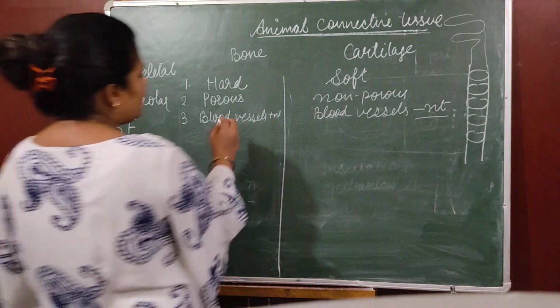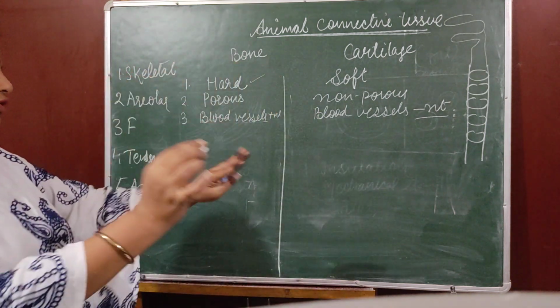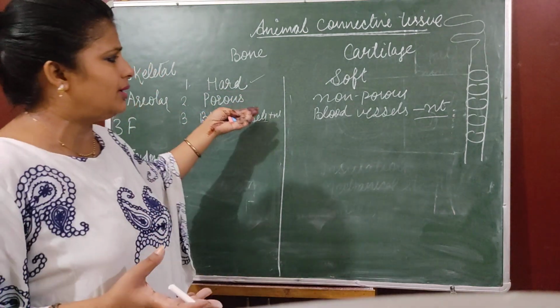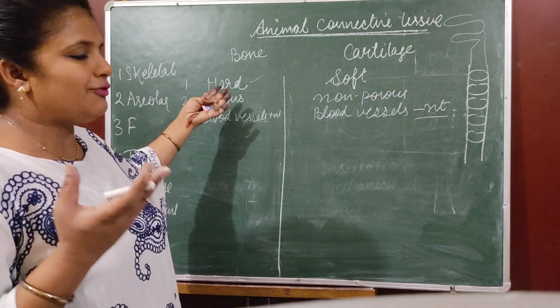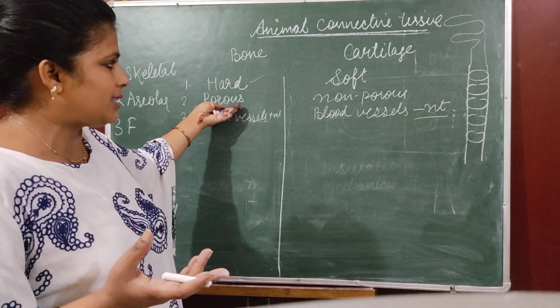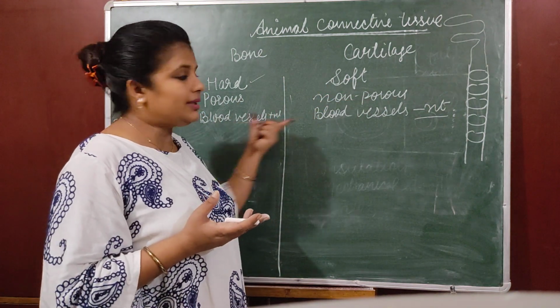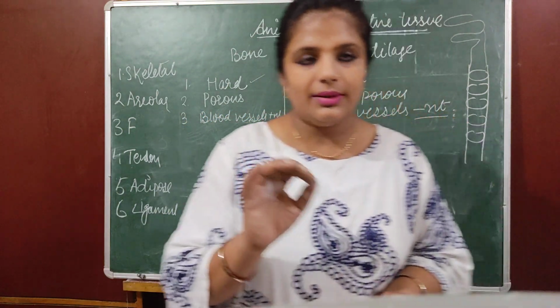Okay. Now, how can you remember that? See, you can learn that bone is hard, cartilage is soft, bone is porous, so it can store chemicals like calcium phosphate, calcium sulfate, salts of calcium and phosphorus are present. Cartilage is non-porous. Bone contains blood vessels and cartilage does not contain blood vessels. It's very easy to learn.